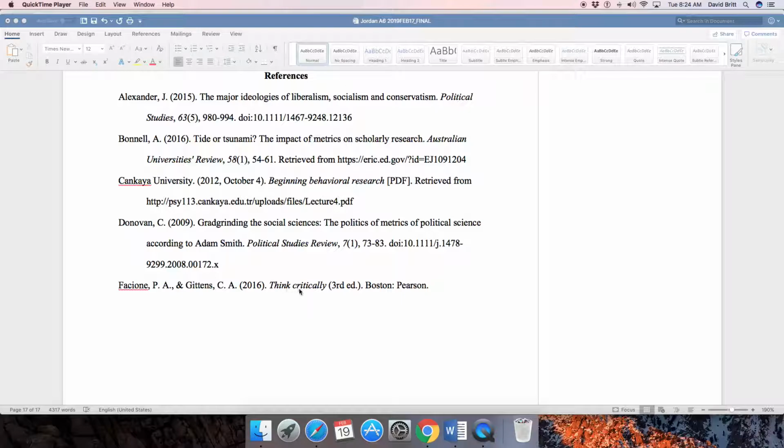So the title of this book is Think Critically. The first word is capitalized, the second word is not. This catches a lot of people off guard. And so since this is a typical book, capitalize the first word, do not capitalize the subsequent words, unless, of course, they are formal names. And then since this is an edition, this is the way that you notate this. This is a third edition, followed by the place of publication and the publisher, okay? Hopefully this helps you out.